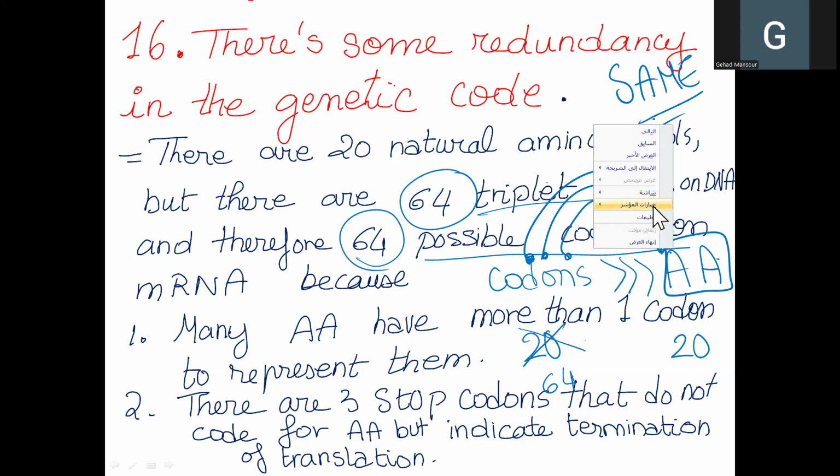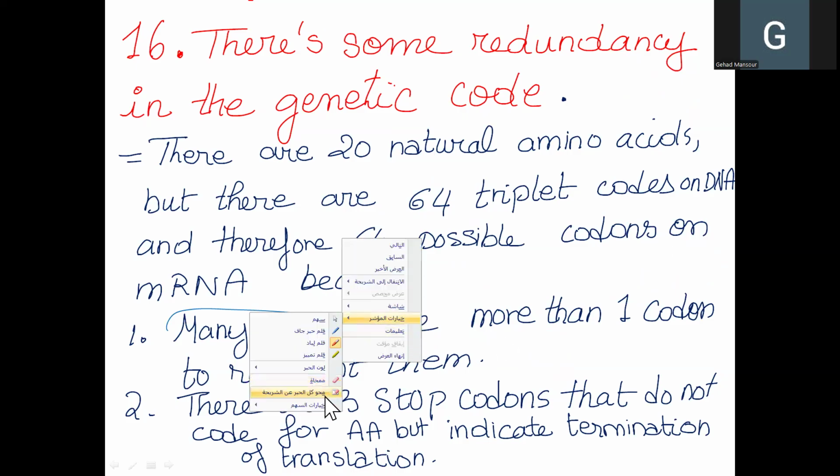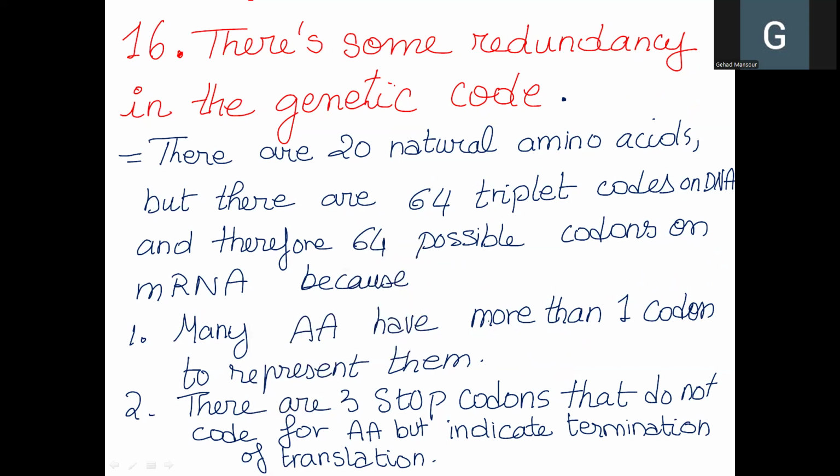So for every specific amino acid, there will be more than one codon, in addition to the 3 stop codons. When I say many amino acids, I mean that this happens frequently. This happens for many amino acids, but actually every amino acid, or most of the amino acids, have more than one codon to represent them.